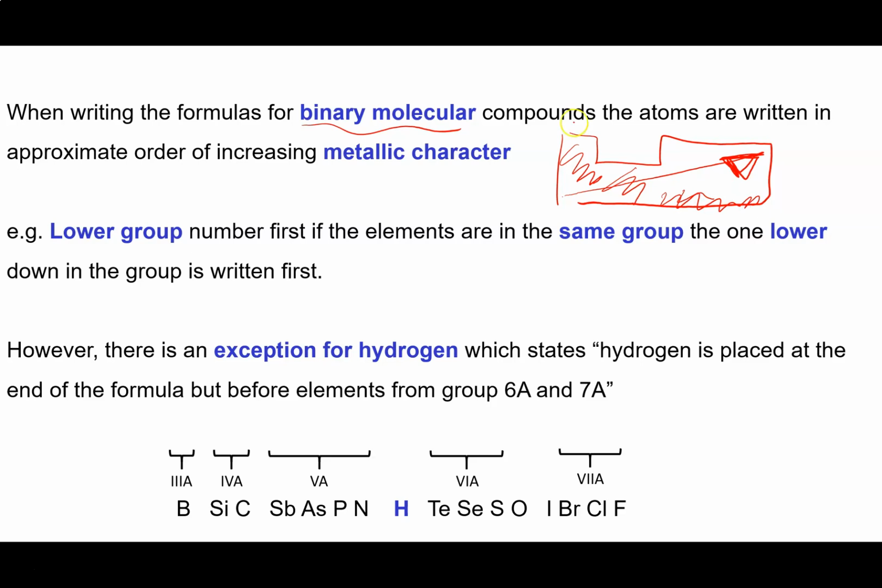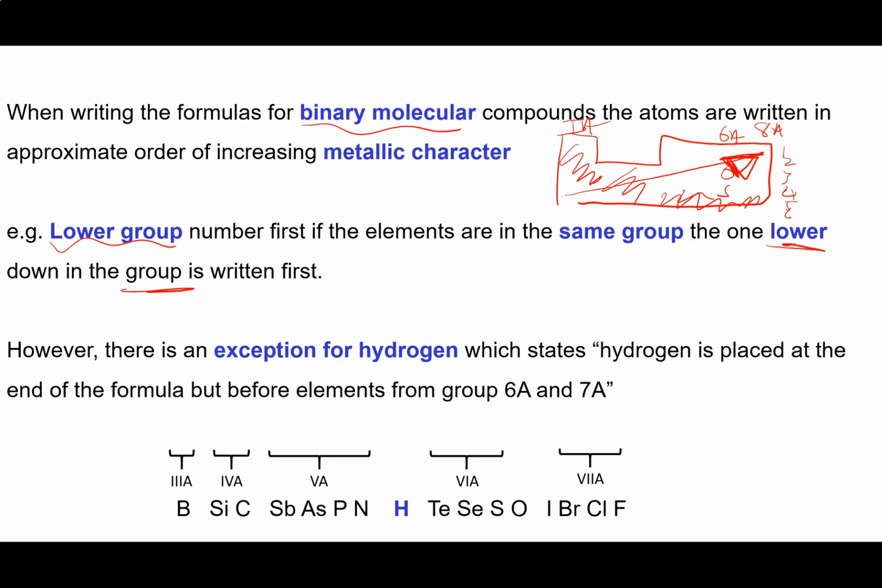So what does this mean for us? Well, remember that 1A is over here and 8A is over there. And then the periods go down here. It means that you're going to put lower group numbers first. Now, occasionally you get the scenario, say you have oxygen and sulfur. They're both in group 6A, where the elements are in the same group. If that's the case, you're going to write the one that comes lower down in the group first because it's going to have more metallic character. So they go in order of group, left to right in the formula, but if they are in the same group, the ones that are lower in that group will come first.